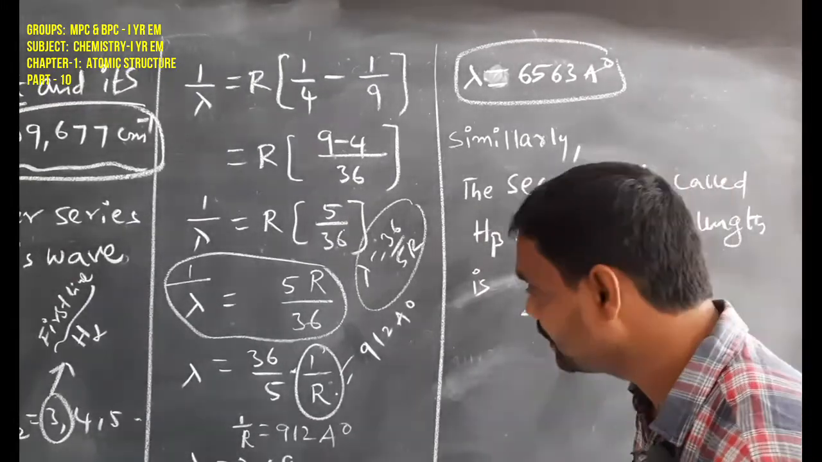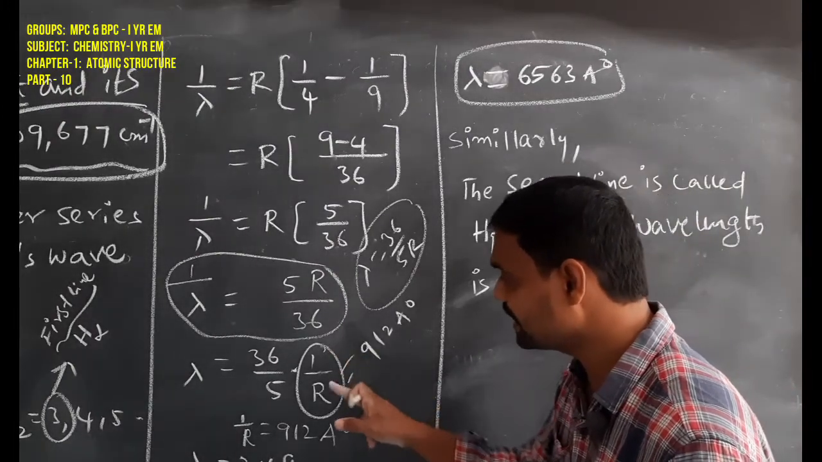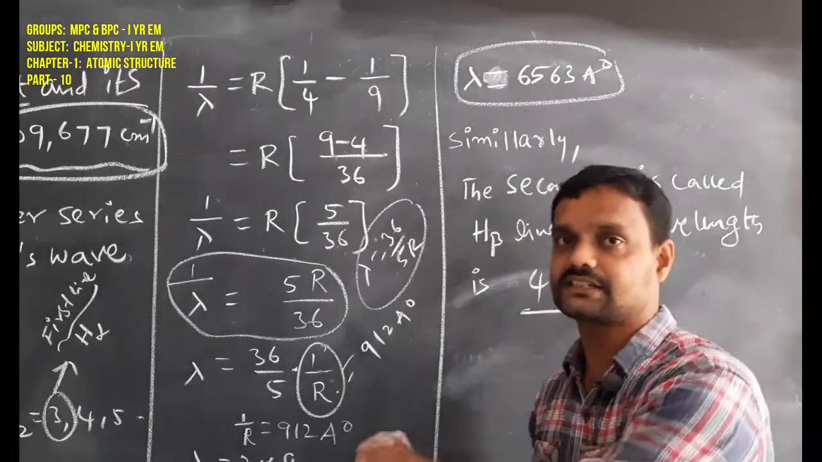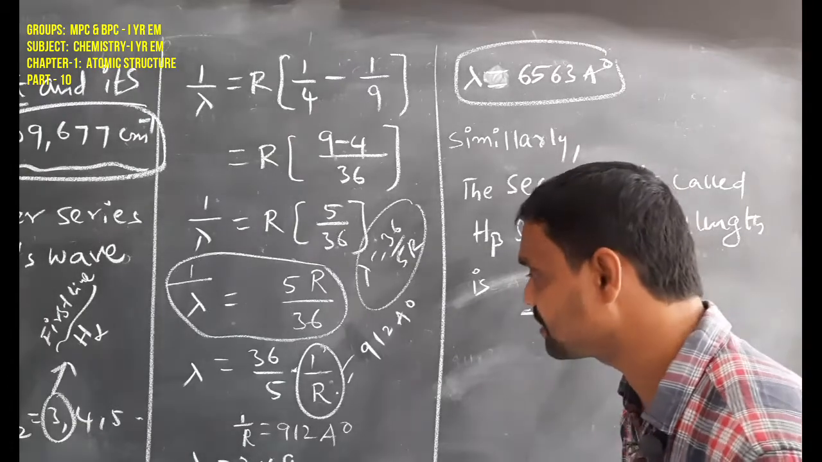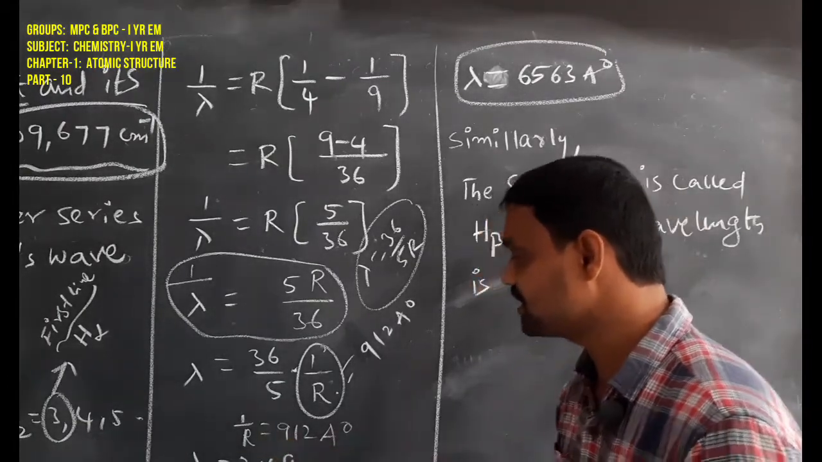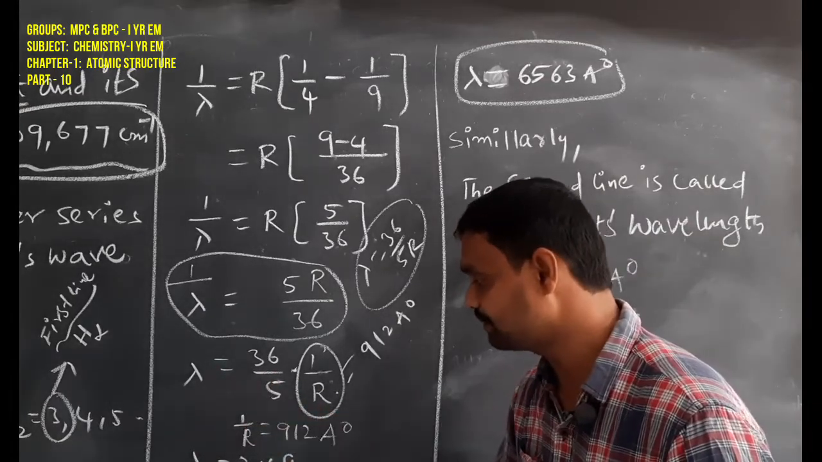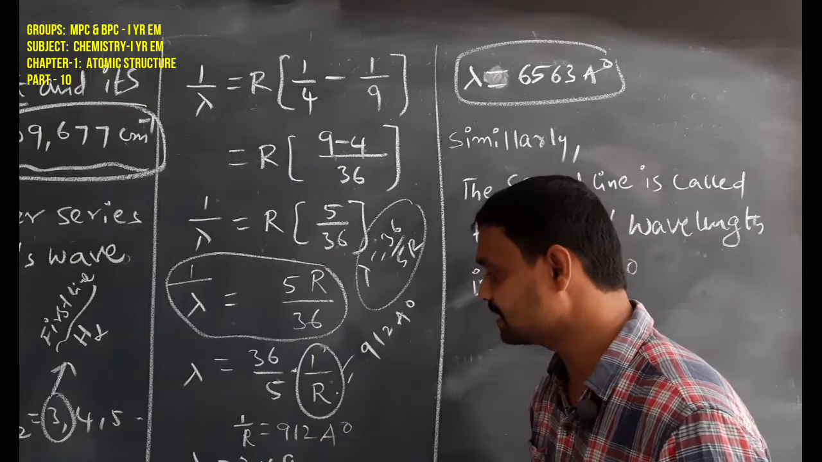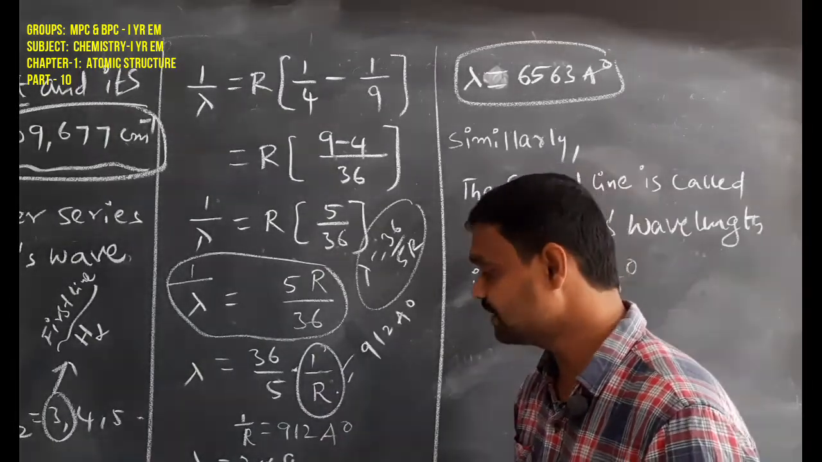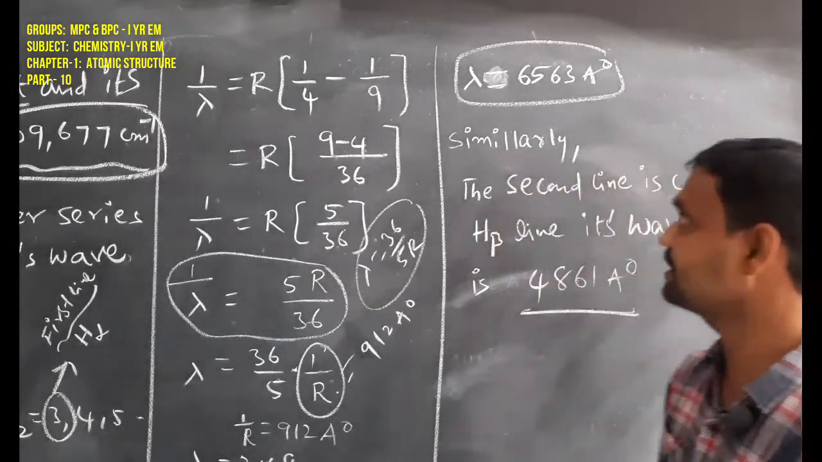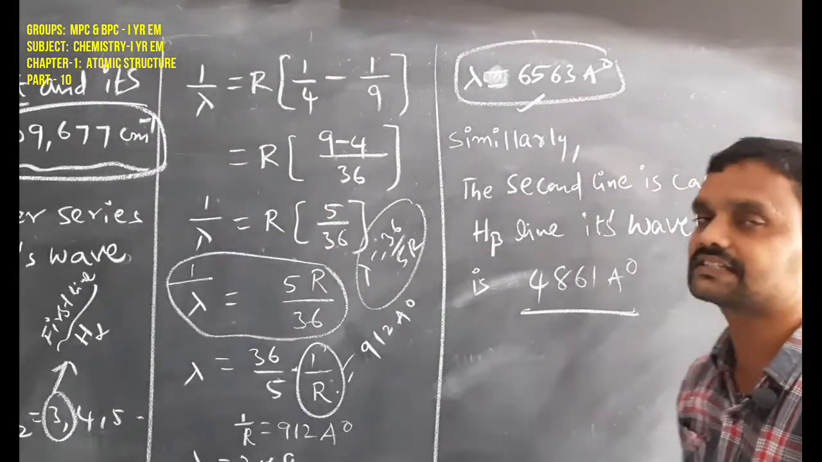Listen carefully. Here we should remember the value of 1 by Rydberg constant R in angstroms, nearly 912 angstroms. So 1 by R is equal to 912 angstroms. So lambda is equal to 36 by 5 times 1 by R, that is 36 into 912 divided by 5. On simplification, the wavelength value is 6563 angstroms.